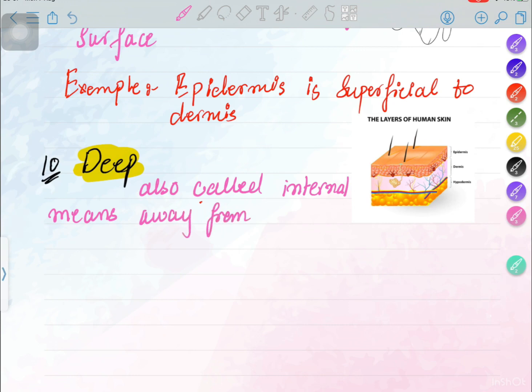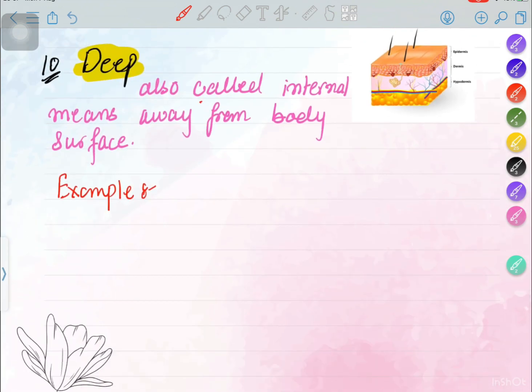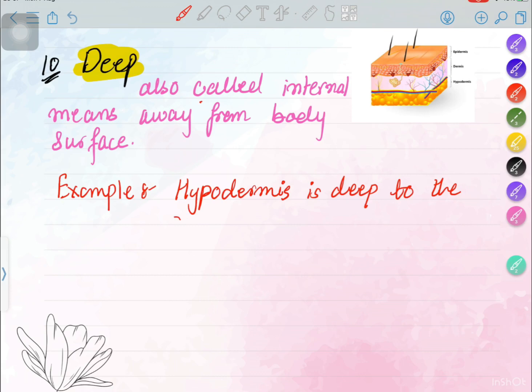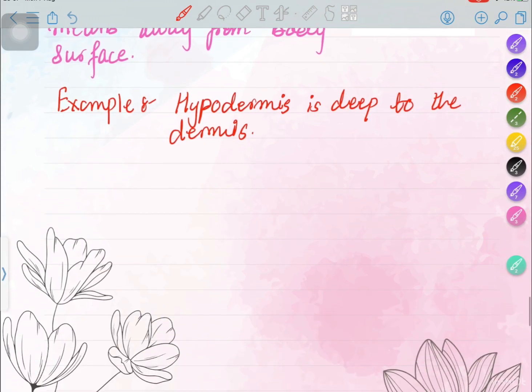So if I said that epidermis is superficial to dermis, can I say dermis is deep to epidermis? Or hypodermis, the third layer of your skin, is deep to the dermis? Can I say that? Exactly. One thing I'm going to ask you in your one-liner questions is about the examples. If I say deep, you have to give me a reference and an example, such as the way I'm giving. Hypodermis is deep to dermis, or you could say dermis is deep to epidermis.